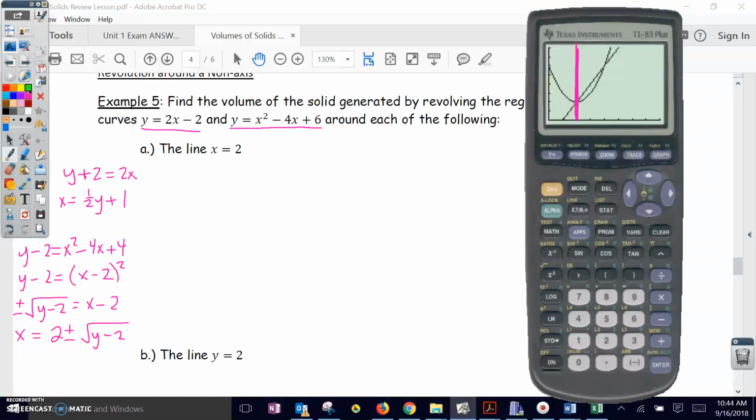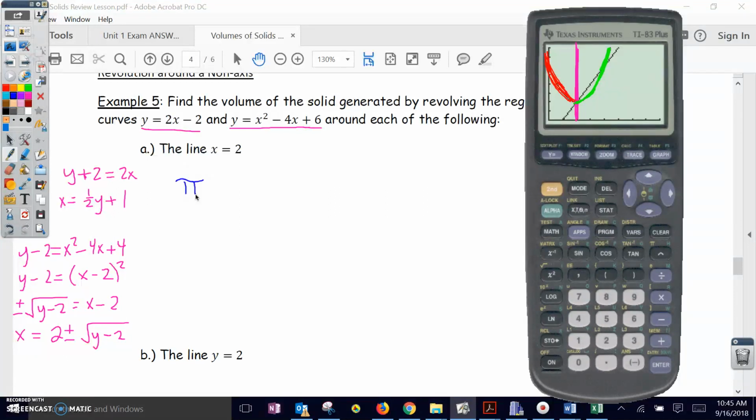Now there's two branches. There's the positive branch, which I've made green. That's x equals 2 plus square root of y minus 2. And there's the negative branch over here, which I've made red. That's the branch x equals 2 minus the square root of y minus 2. So in this problem, I want to use the positive branch, the 2 plus square root of y minus 2, as my outer radius. And now I can set up my integral.